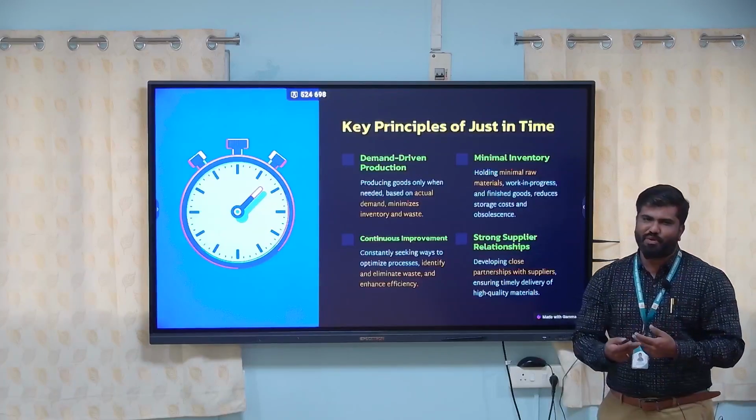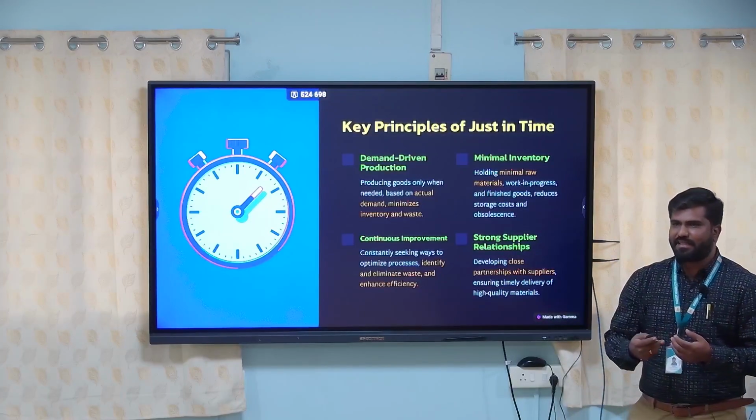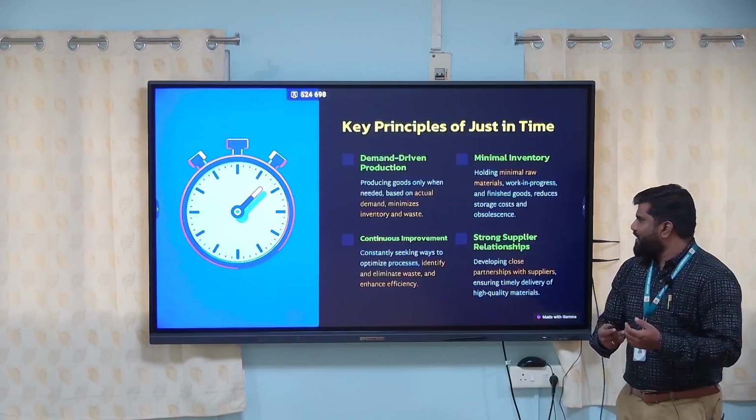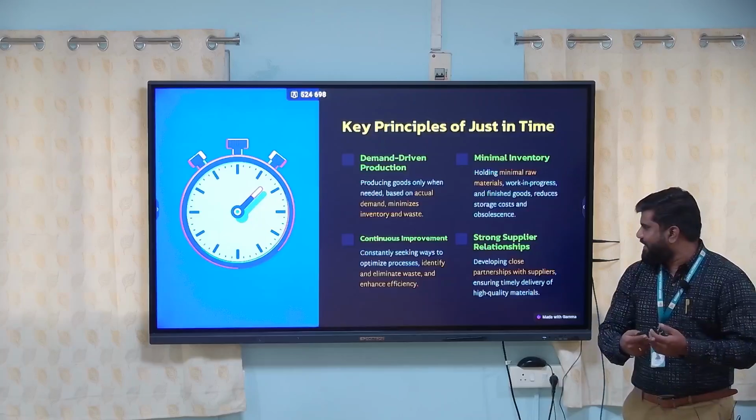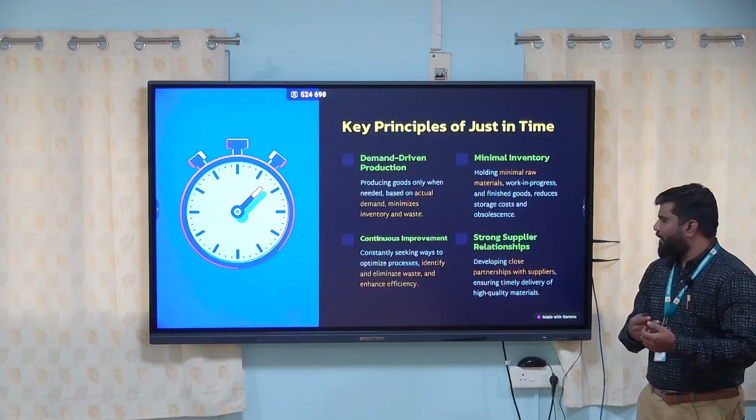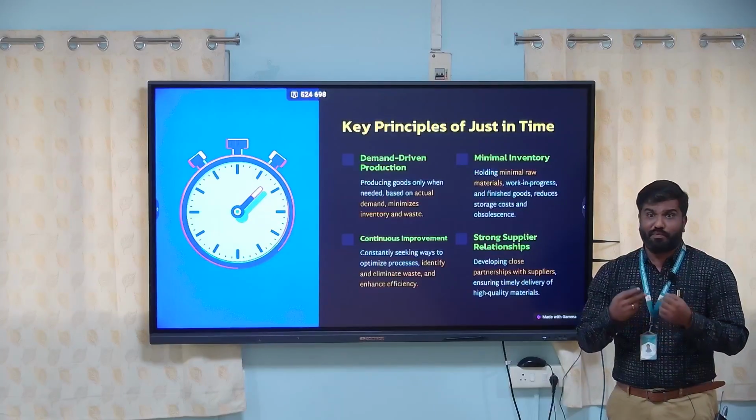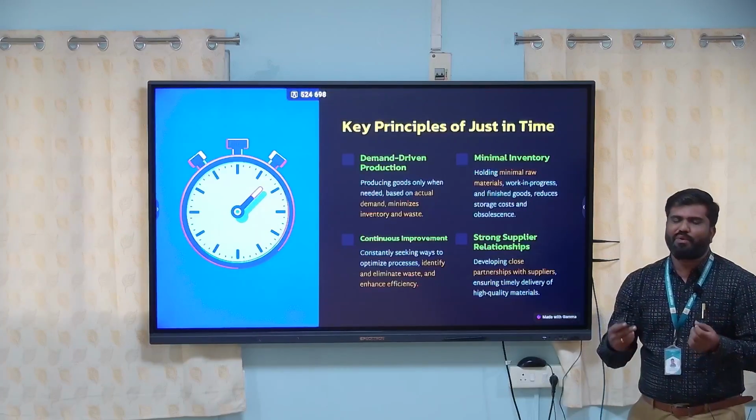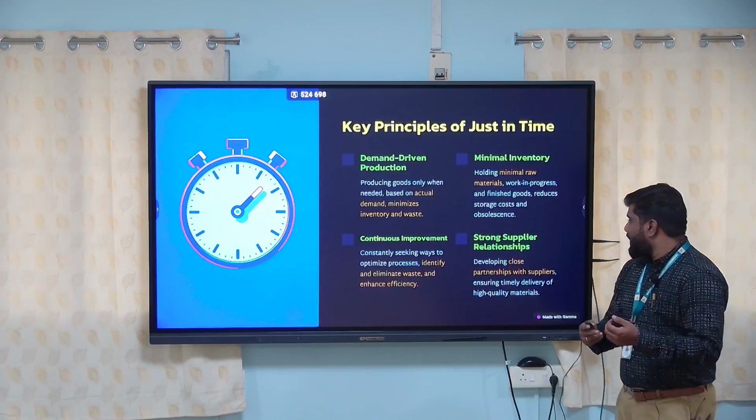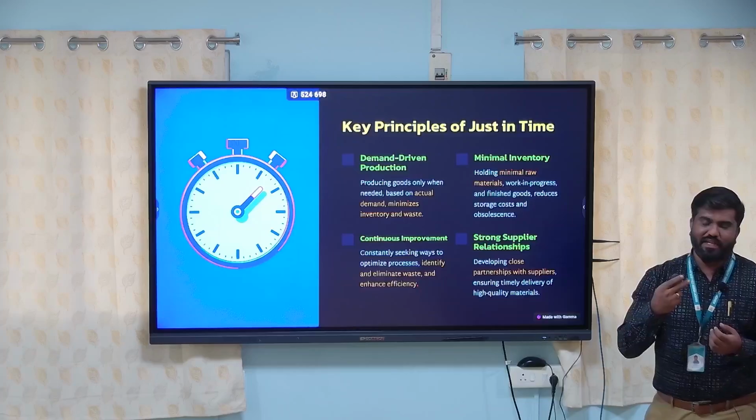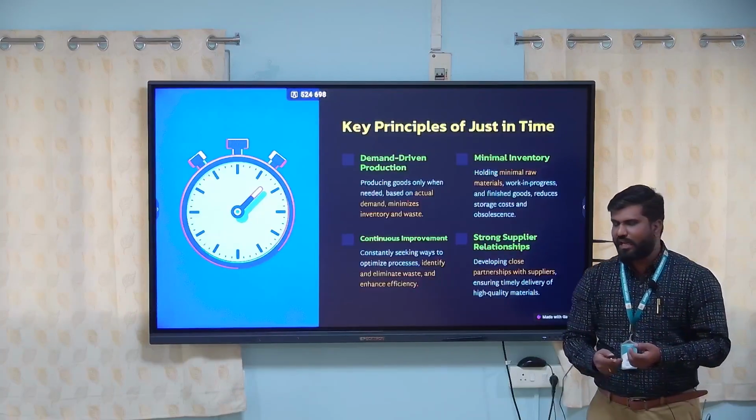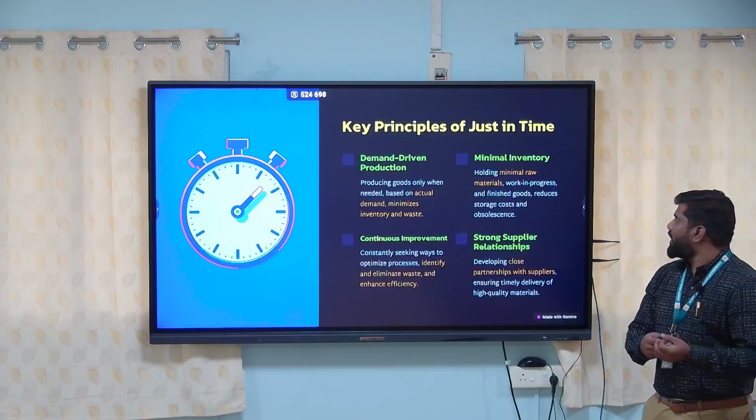Then continuous improvement. What is continuous improvement? Kaizen. We always say a concept called Kaizen, where there is continuous improvement. So we identify and eliminate waste and enhance our efficiency by doing so. Then strong supplier relationship. For just in time to be successful, we need strong supplier relationships, so that whenever the raw materials are needed, we order them and get them on time. That is also a very important principle in just in time.